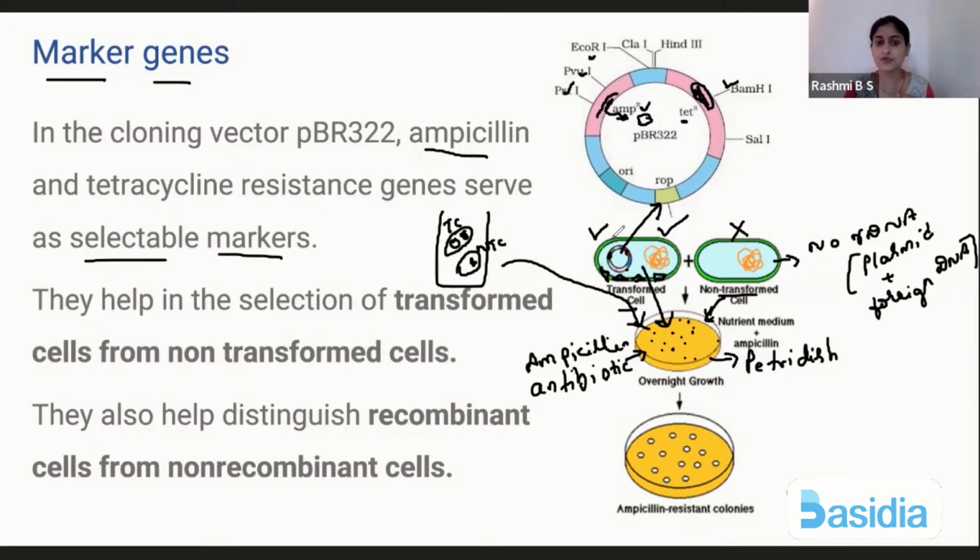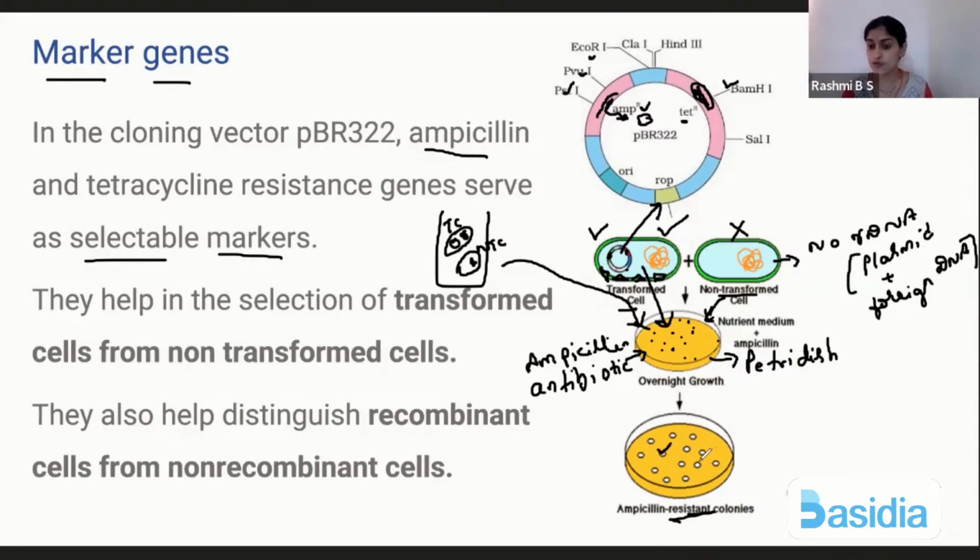Yes, W beta, I'll come back to your question after this slide. See, are you getting it? Why are the transformed cells surviving? Because transformed cells have a plasmid like this, a pBR322 plasmid. This plasmid has an antibiotic resistance gene. The antibiotic resistance gene will give some protein, some chemicals that will protect the cell from the antibiotic ampicillin. That's why in the petri plate, only transformed cells which are antibiotic resistant will grow and non-transformed cells will die.